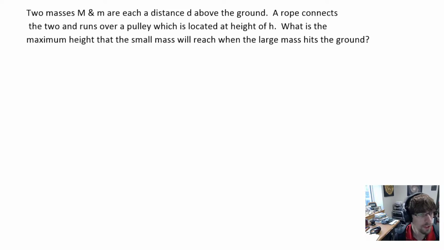Let's go after another example problem here. I've already prepped it for you, so we'll go ahead and reveal the text. Two small masses, big M and little m, are each a distance d above the ground. A rope connects the two and runs over a pulley, which is located at a height h. What is the maximum height that the small mass will reach when the large mass hits the ground? Go ahead and read that. Read it over again.